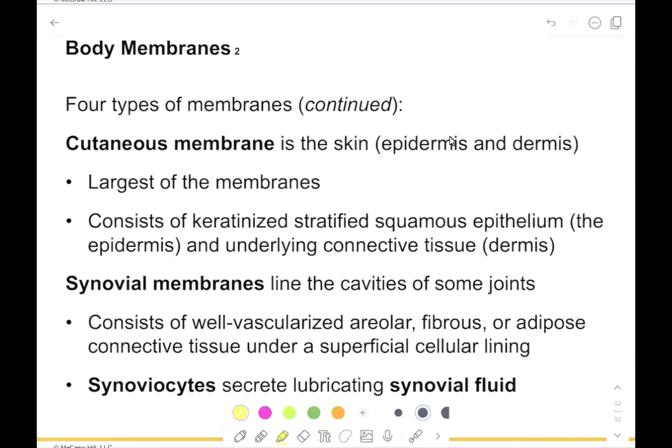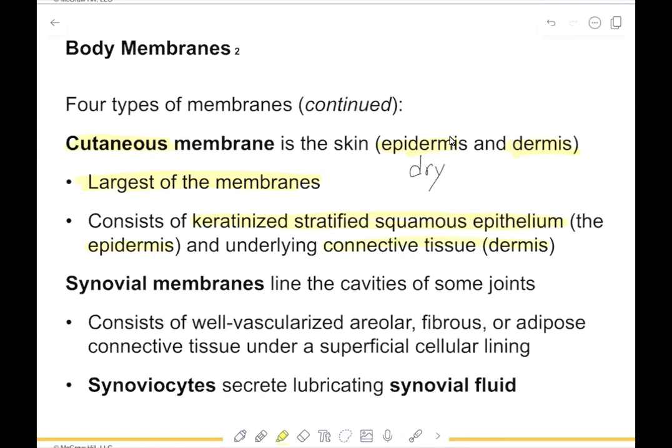The last 2 membranes are the cutaneous membrane, which is a dry membrane. So it's essentially the skin. So it would be the epidermis and the dermis. It's the largest of the membranes, and it consists of a type of epithelium that you've already learned, keratinized stratified squamous epithelium, which is, of course, the epidermis. The dermis is connective tissue, which is deep to the epidermis.